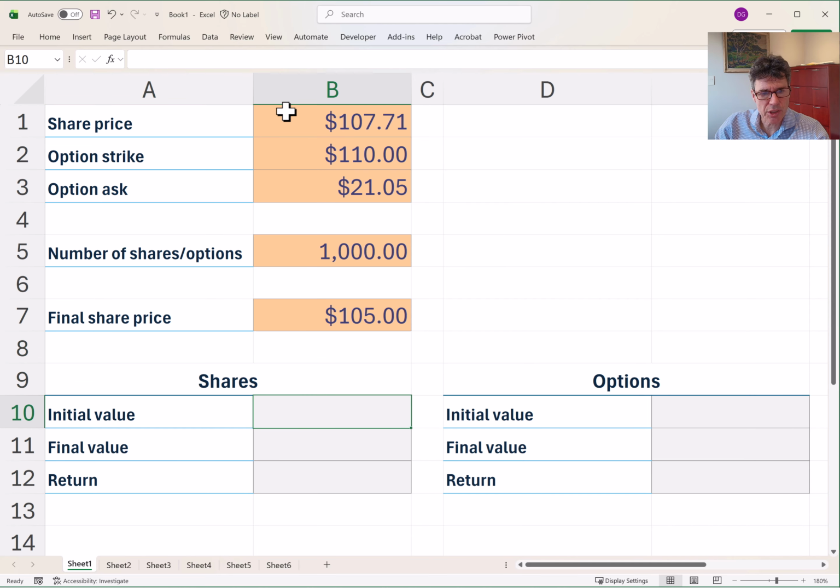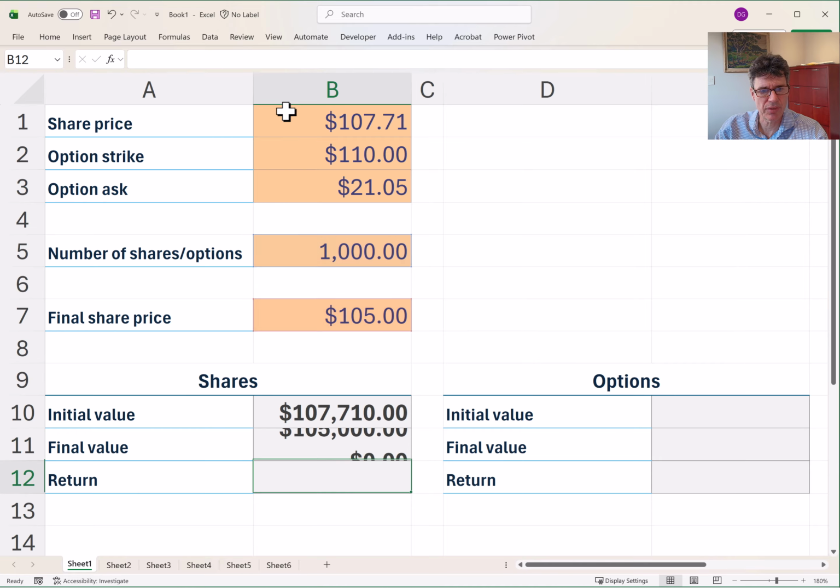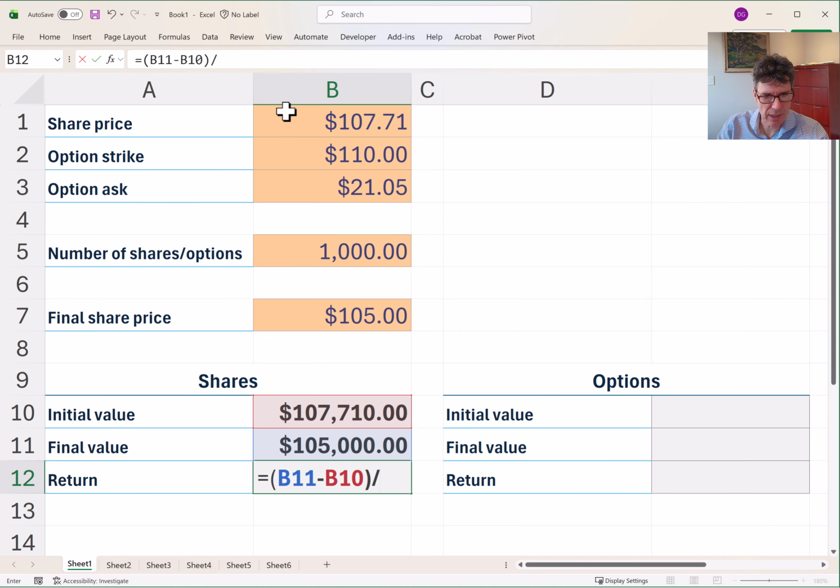Okay, let's look at the shares first. So the initial value or the initial cost is going to be 1,000 times 107.71. The final value is going to be 1,000 times the final share price, in this case 105. And the return is going to be the final value minus the initial value, divided by the initial value. So in this case, we lost 2.5% of our investment.